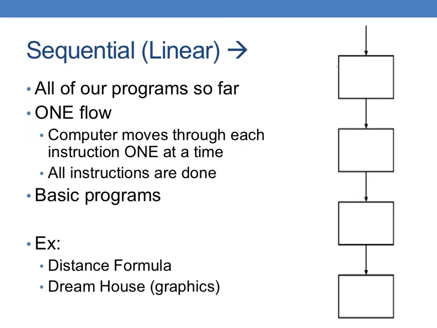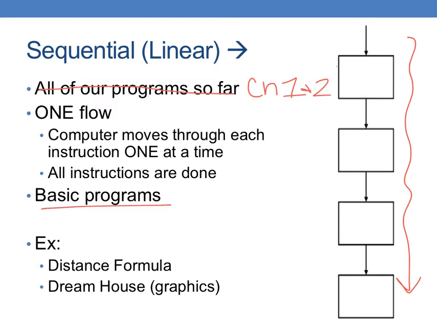So to give you more of a visual of these three, as I said, sequential is your linear program that goes step by step, in order, every single instruction is run. This isn't all of our programs so far, but it's chapters 1 and 2. There's one flow. It's for very, very basic programs like our distance formula, or if you were to build a dream house in graphics. Anything in graphics where we're not making a decision from that first chapter where we just did this and this and this. All of those programs had a sequential control structure making up the program.